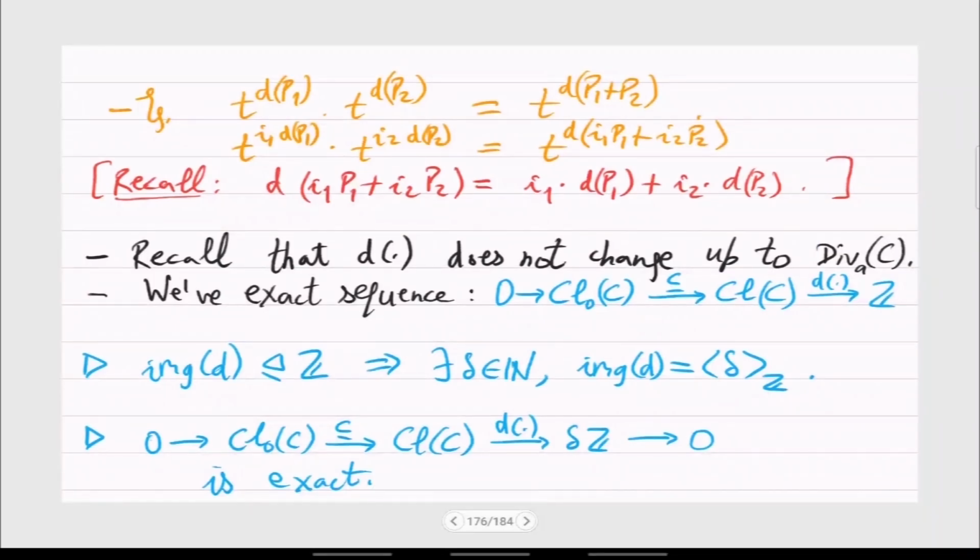We introduce this delta, which is the image of the degree map on the class group. We don't know whether the degree map is surjective or not, but we know that the image is an ideal. And since Z is a PID, a principal ideal domain, there is a generator delta. So that number we will now keep track of. So we have the following exact sequence: degree 0 class group, arrow class group, arrow delta multiples. This is exact.